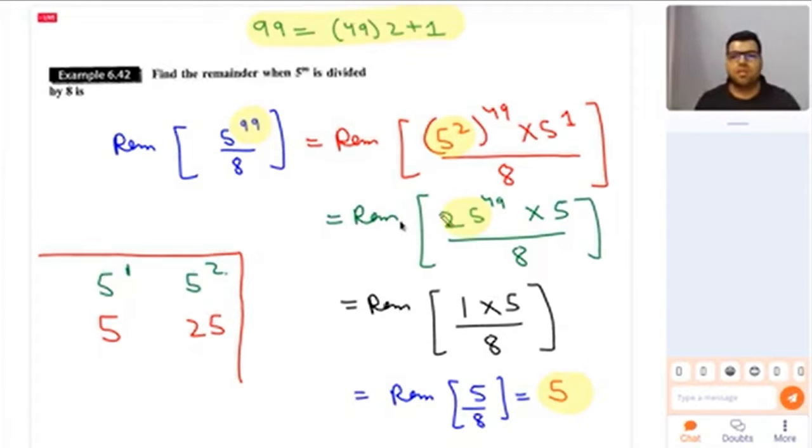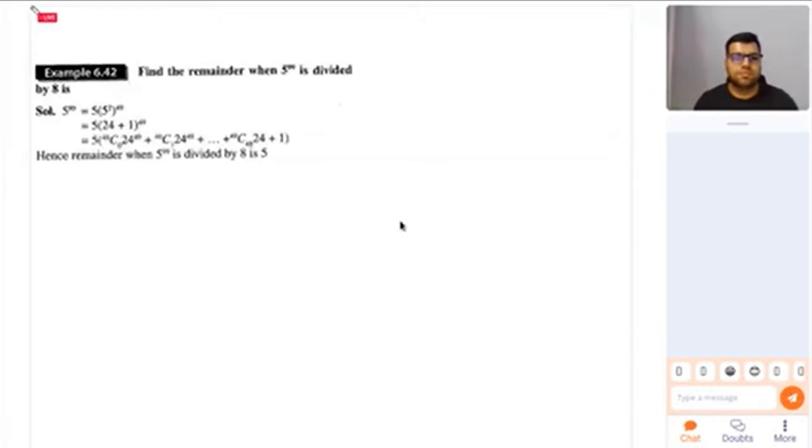So here it was 25, I replaced it with 1 raised to power 49, and 1 raised to power 49 is 1, so that is why only 1 is there. So answer is 5. Pretty easy question, textbook questions. No need to use binomial, as you can see.